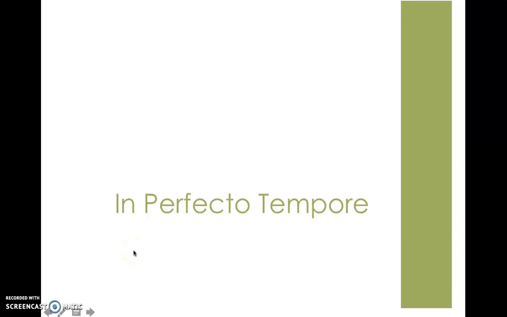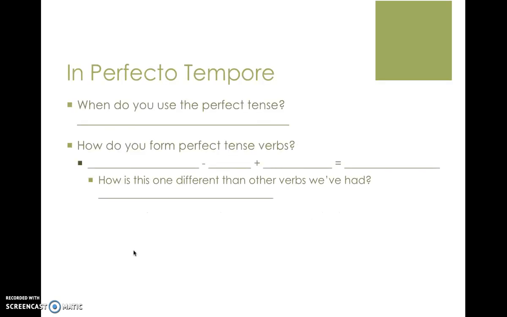Today we're going to learn about the perfect tense, which is actually the second of three perfect tenses that we will learn about in Latin. There are certain times when you should use the perfect tense, and that is when you are discussing things that are completed that happened in the past. So it has to be a completed past condition or a completed past event.